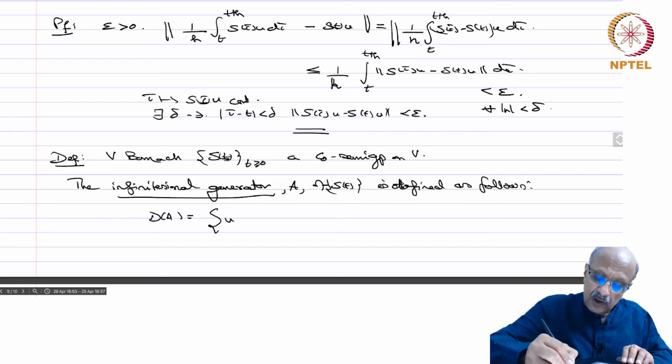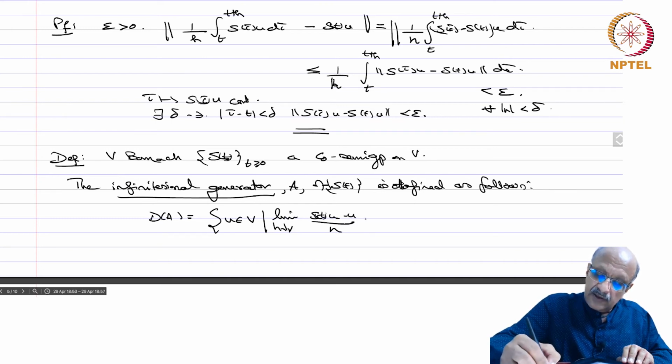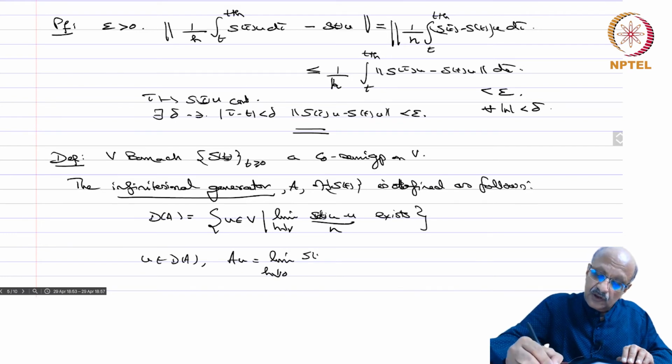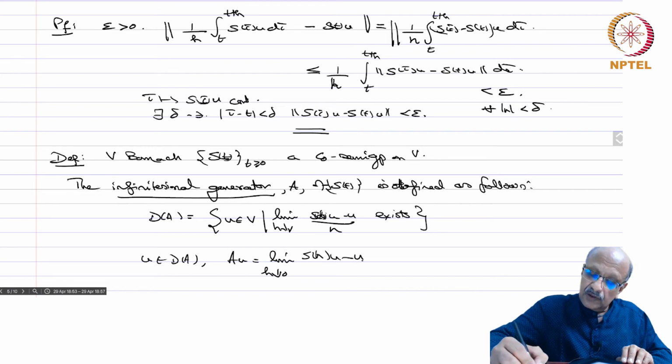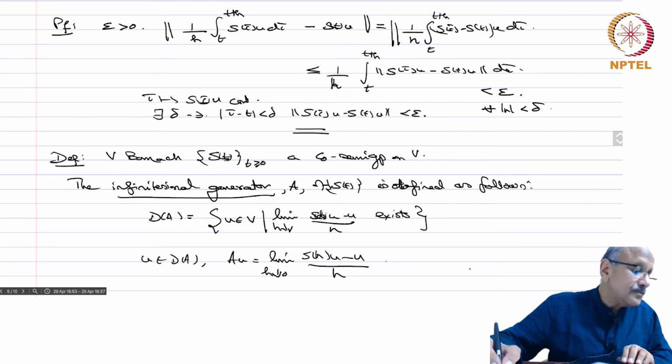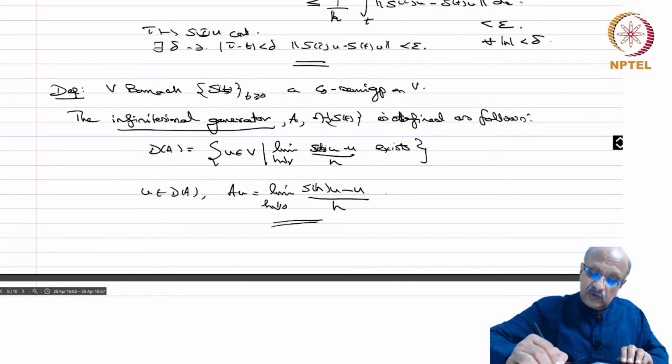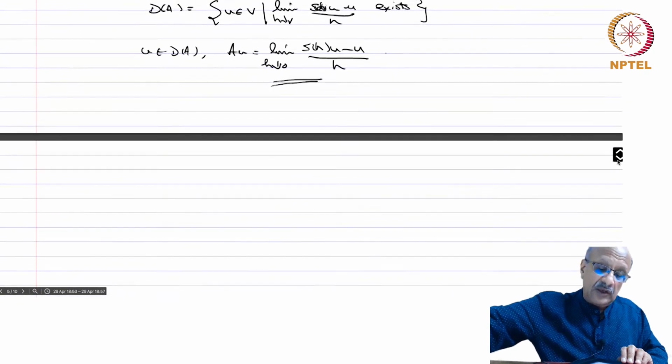This is the set of all u in V such that the limit as h tends to 0+ of (S(h)u minus u) by h exists. And if u is in D(A), we have Au is the limit as h tends to 0+ of (S(h)u minus u) by h. Okay, so this is the definition of the infinitesimal generator, which will play a very key role in the theory. So, a very important definition.